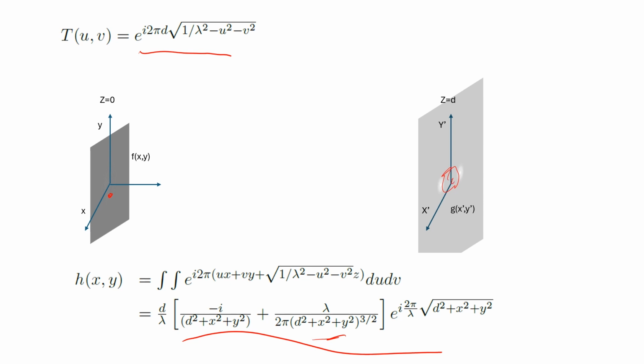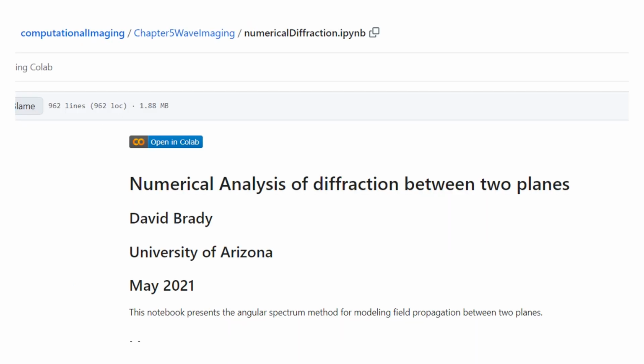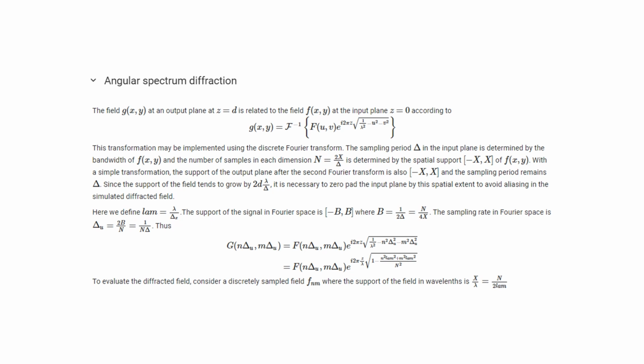So using this method of implementing a phase delay with this transfer function on the input signal, we can calculate the diffracted field for any input wave. And that's done in the notebook that's available on the GitHub site associated with these lectures. So this implements numerical diffraction between two planes. This method of multiplying the Fourier transform of the input signal by a phase delay is called the angular spectrum method.